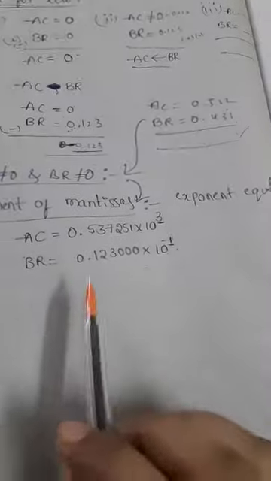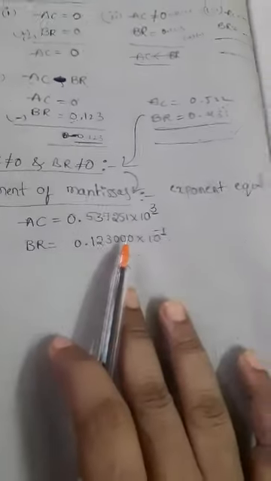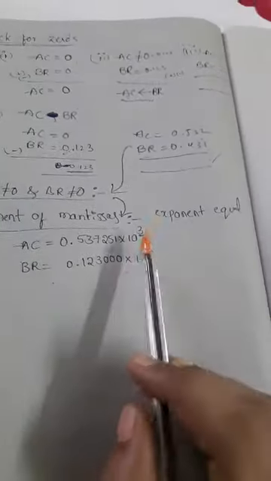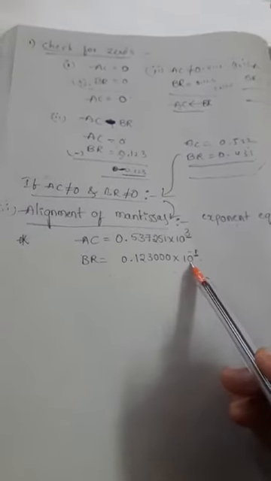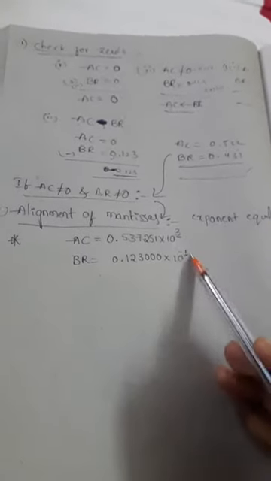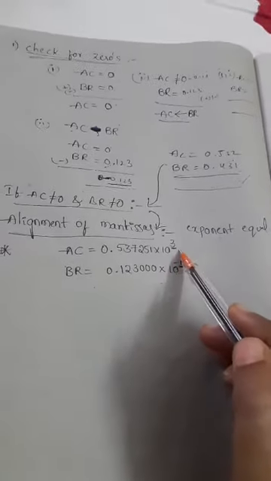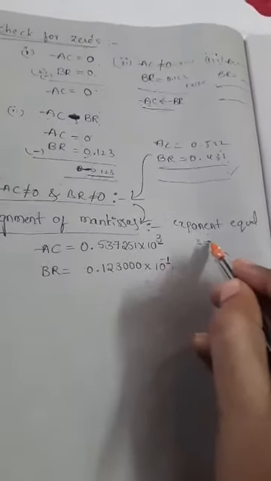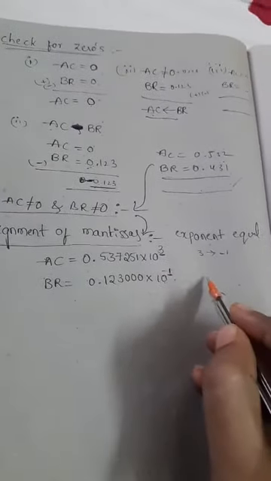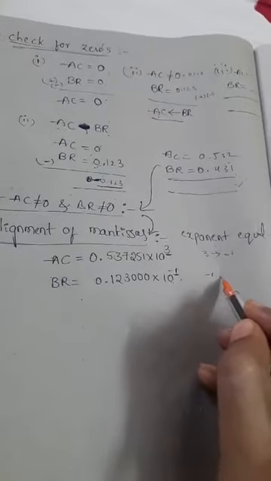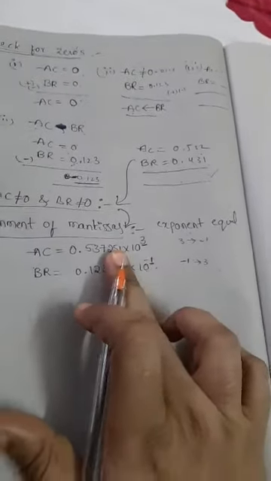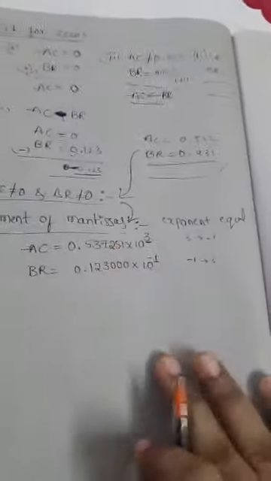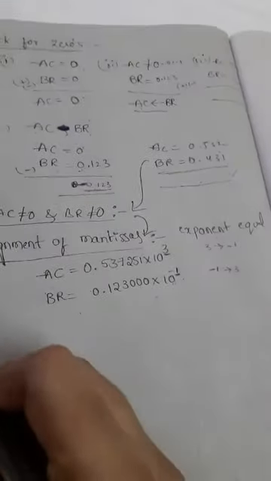Here there are two possibilities. We can make the first exponent 10 power minus 1, or we can make the second exponent 10 power 3. The first number's exponent may go from 3 to minus 1, or the second exponent from minus 1 to 3. So we have two possibilities. Let us make the first exponent 10 power minus 1. Here I am considering the first approach.